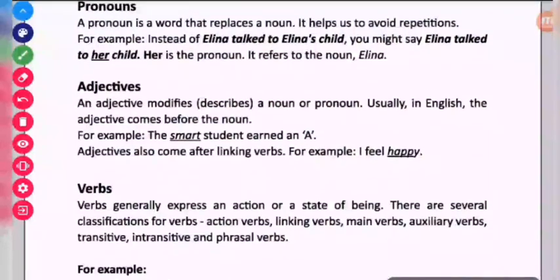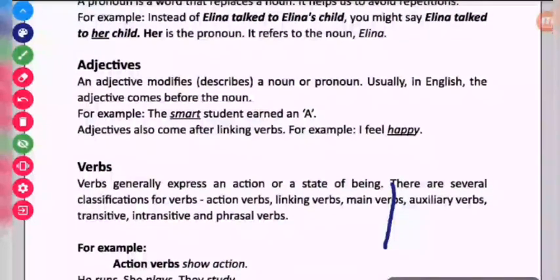After pronouns, in English parts of speech we have adjectives. An adjective modifies or describes a noun or pronoun. Usually in English, the adjective comes before the noun. For example, the smart student earned an A. Adjectives also come after linking verbs. For example, I feel happy.